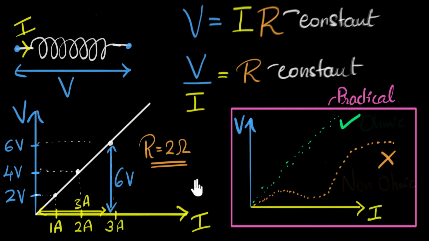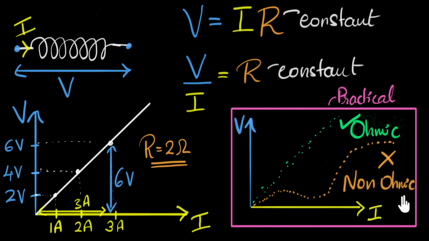And lastly, things that obey Ohm's law, we usually call them ohmic materials or ohmic devices. For example, metals obey Ohm's law, so they are ohmic materials. And things which are made of metal are also ohmic. An example would be the filament of a light bulb. They are ohmic devices. On the other hand, things that do not obey Ohm's law, we will call them non-ohmic devices or non-ohmic materials.